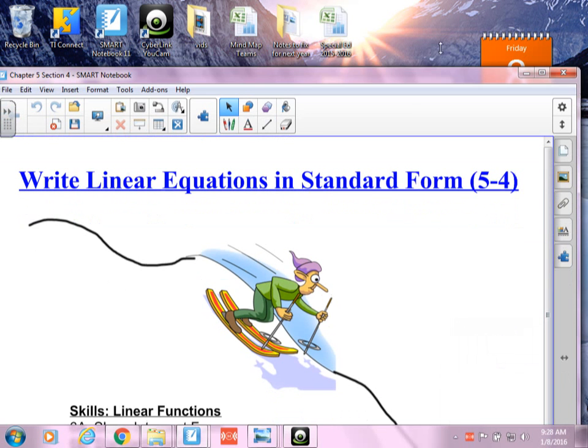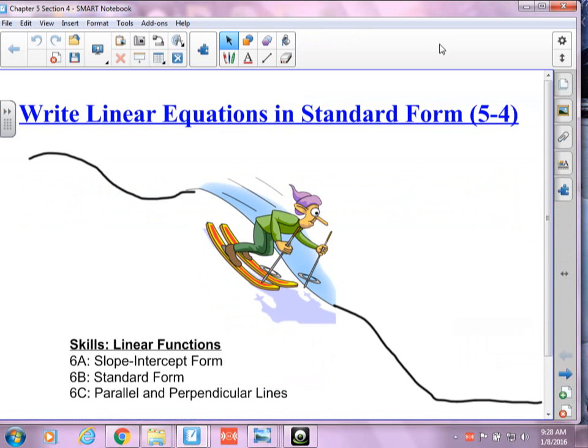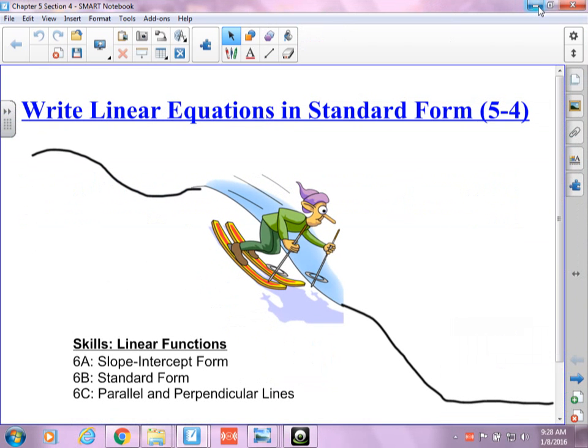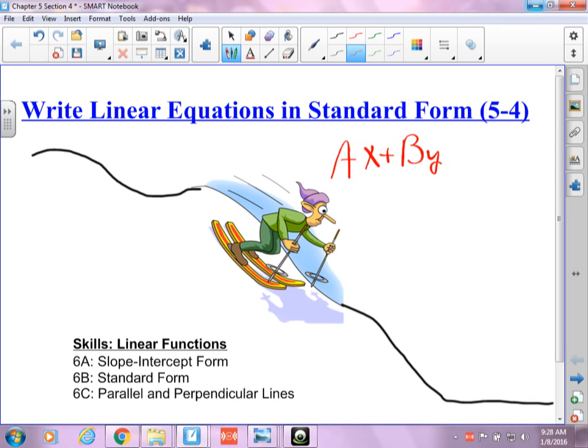Right, so today we're going to do section 5-4 part 2. This section is pretty basic. Remember we were talking about standard form. The standard form is ax plus by equals c. So this is part 2 of this section. It is 6B on our standards.